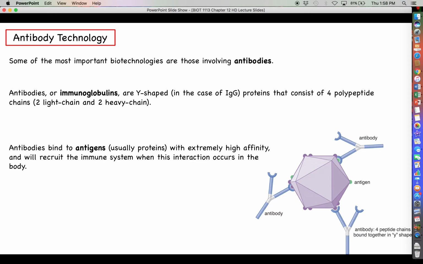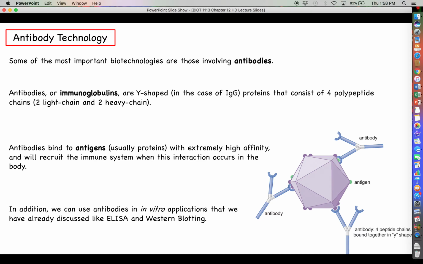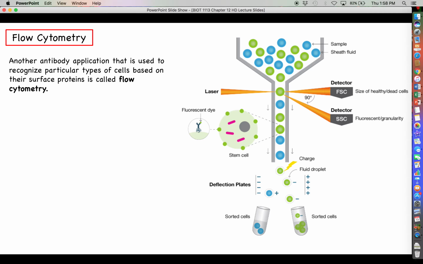And physiologically speaking, with regard to the immune system, when an antibody binds to a particular antigen, usually as part of some foreign invading pathogen, the antibodies will recruit the cells of the immune system, the white blood cells, to where this interaction occurs in the body so that the infection or the pathogen can be fought and destroyed where it stands. And as I mentioned before, we've already seen how useful antibodies can be in in vitro applications, with things like ELISA and Western blotting.